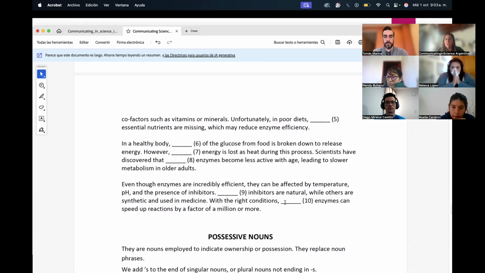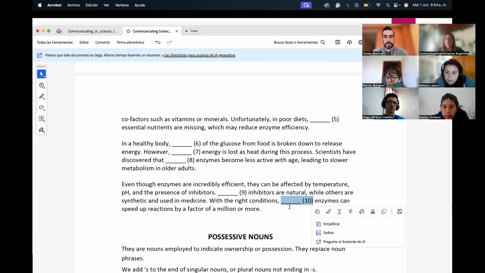With the right conditions, enzymes can speed up reactions by a factor of 1,000,000 or more. Some? No. We could put some, most, all. It all depends on the actual content. Mostly, most, we could put most. Yeah. Mostly, it's an adverb, and it means "mayormente."